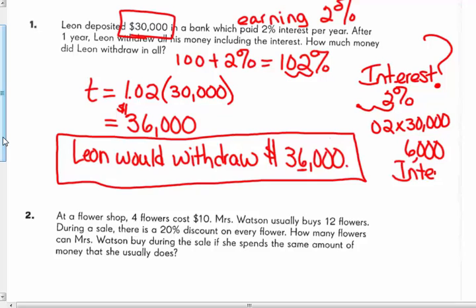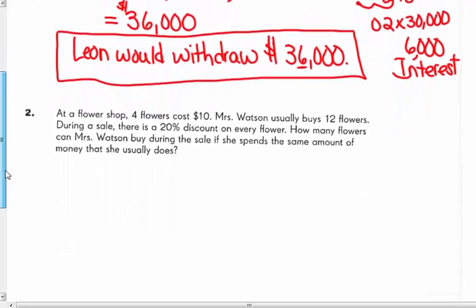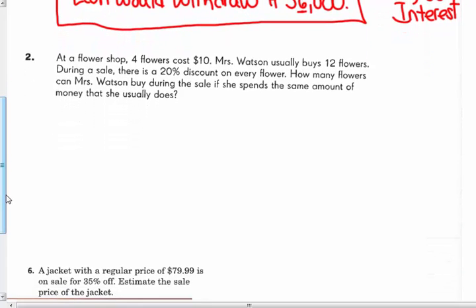If the question asked, what is the interest, I would just use the 2%. But it didn't ask that. It says how much money, including the interest, is he going to withdraw. So I used method 2 and did 102%.